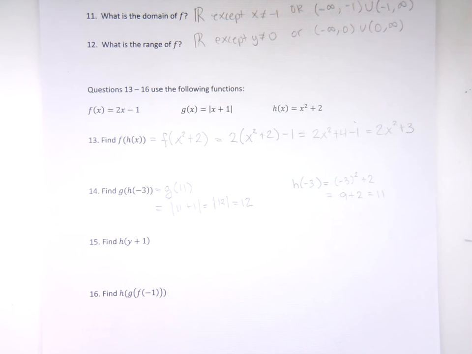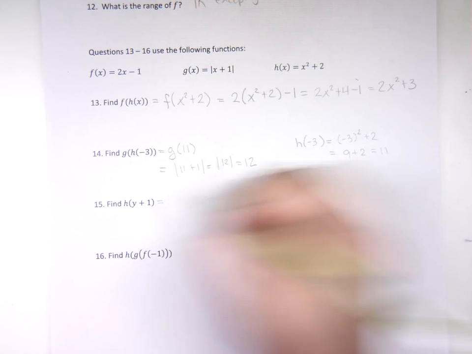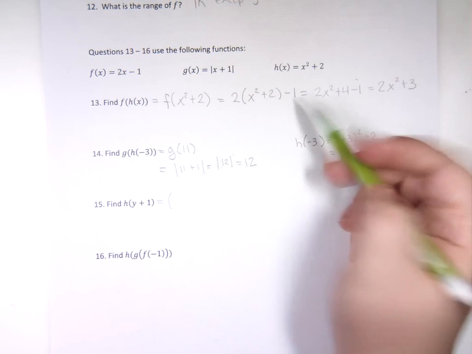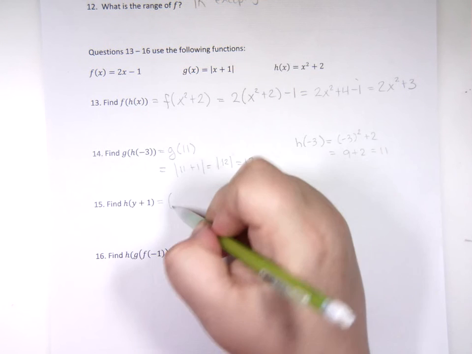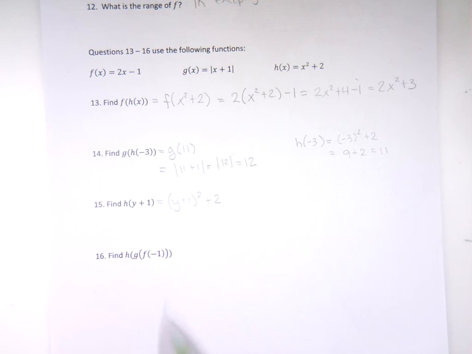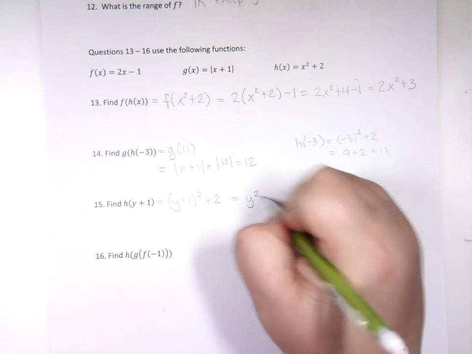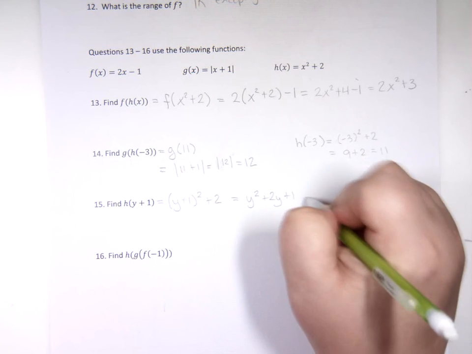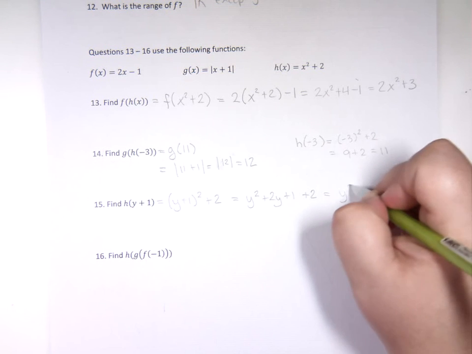Find h of y plus 1. Wherever we see x in the formula, we're going to plug in y plus 1 instead. So we've got y plus 1 all squared plus 2. Remember, you need to FOIL this guy. This is a perfect square trinomial. So this is going to be y squared plus 2y plus 1 plus another 2 at the end. And that gives us y squared plus 2y plus 3.